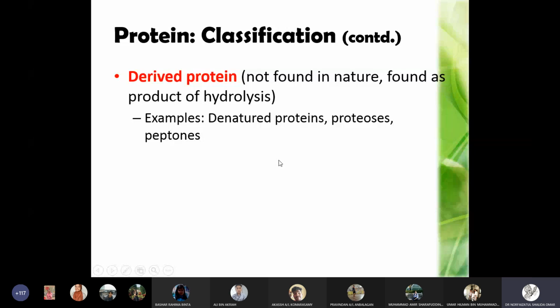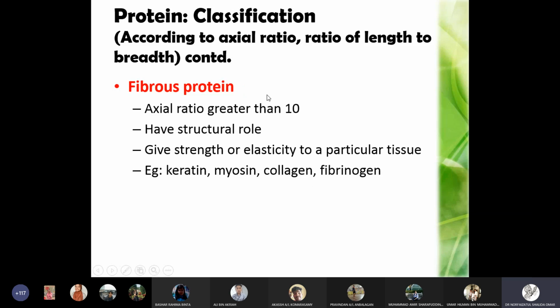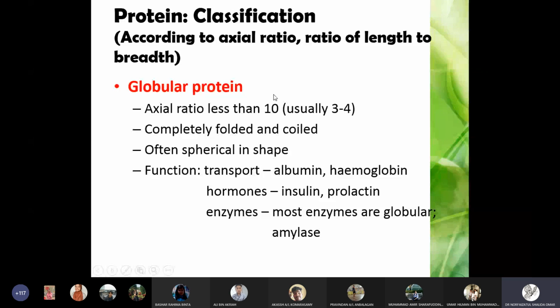The other one is a classification based on size, or mainly on the axial ratio, the ratio of the length to the breadth. So you have the globular protein and then the fibrous protein. In globular protein, it is completely folded and coiled. So often globular protein, as the name implies, is in a spherical shape. Most enzymes are in the globular shape, and some hormones like insulin and prolactin. Even your hemoglobin is in the globular protein form.